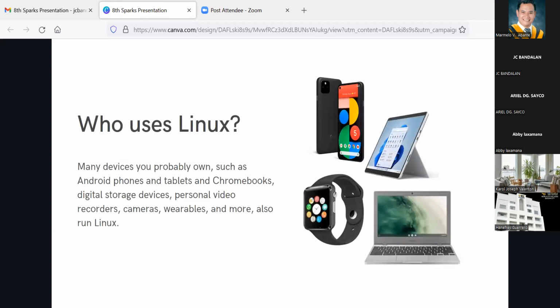Then now, who uses Linux? I'm pretty sure most likely you do have a device in your home that you actually use, because you probably own an Android phone, tablet, a Chromebook, or digital storage device, or personal video recorders, cameras, wearables, and more, which also run Linux. So there's really a lot that we use. Maybe we're just not familiar, but now you know that most of the gadgets or devices that you're actually using use Linux.